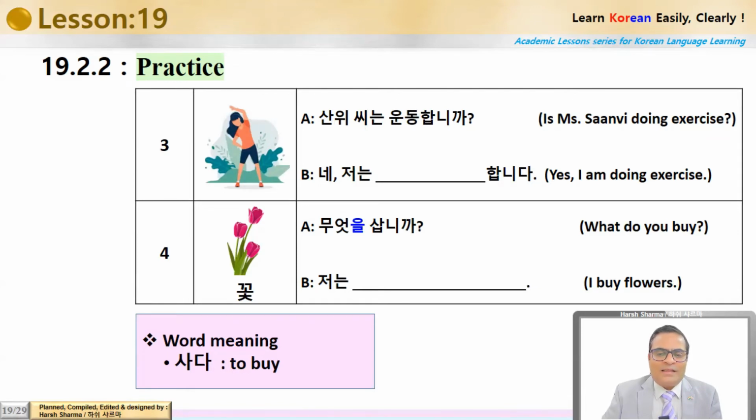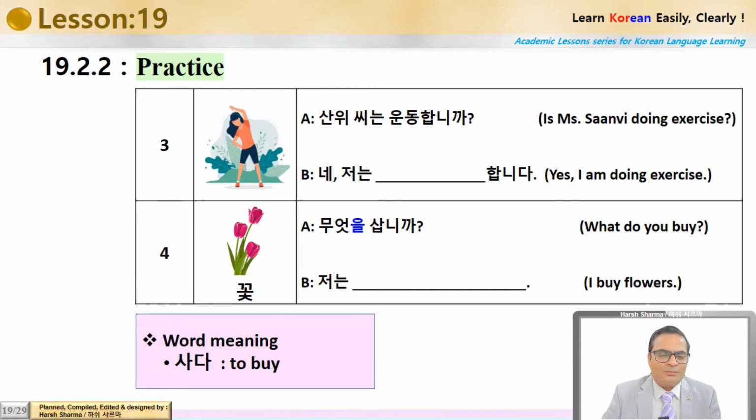This is the case because the root form here is 운동하다. So ul and ril will be added with undong. One space and hamnida is already there. I think this much hint is enough. Yes, now you can complete this conversation correctly. 네, 저는 합니다. Well done, 여러분. 잘하고 있습니다.